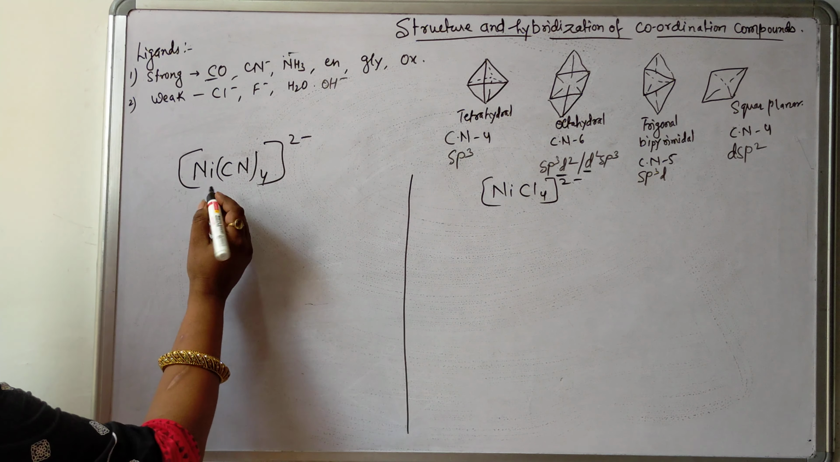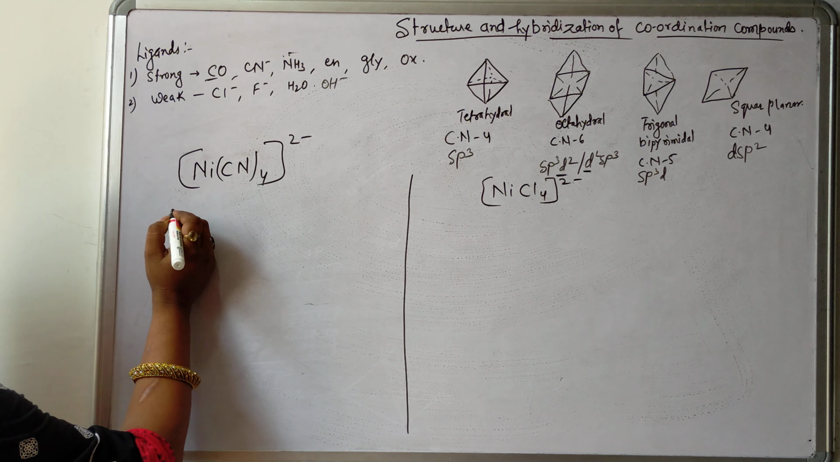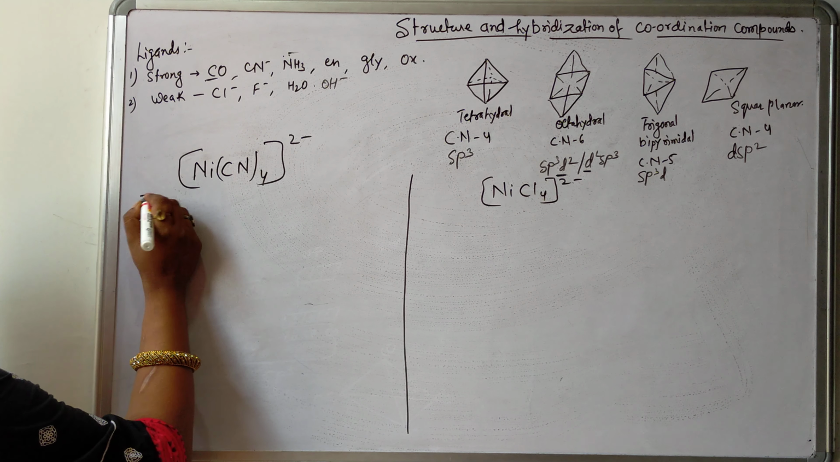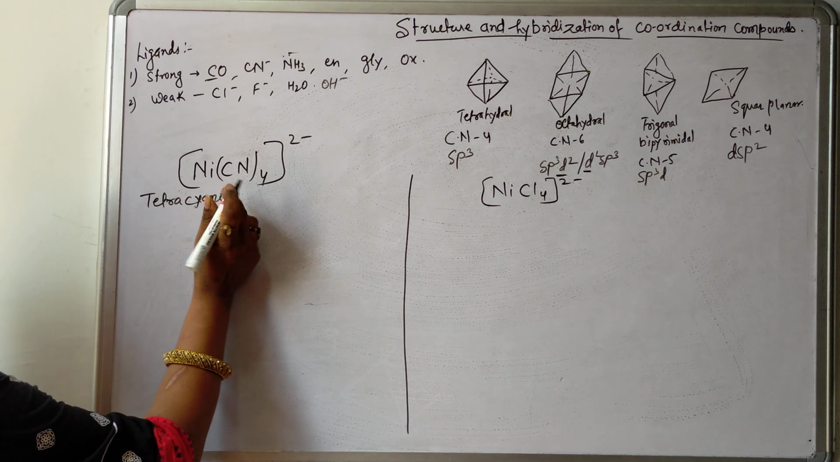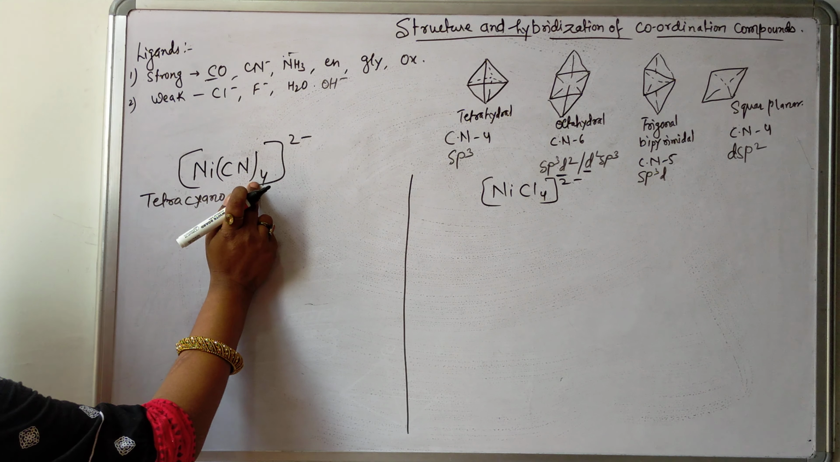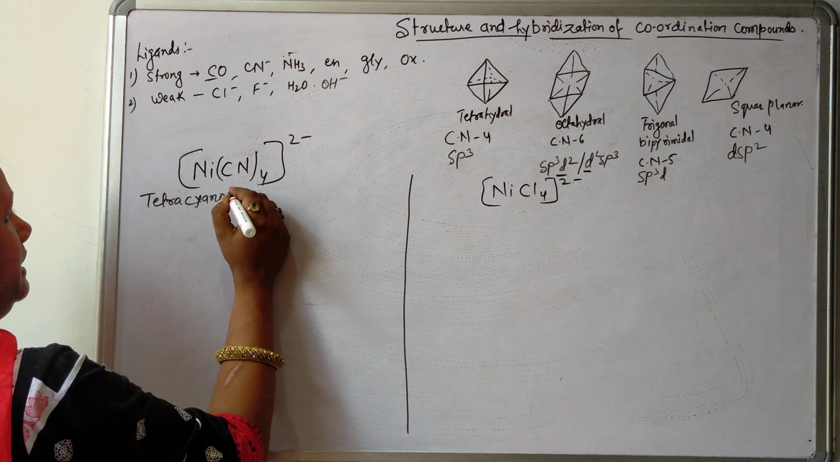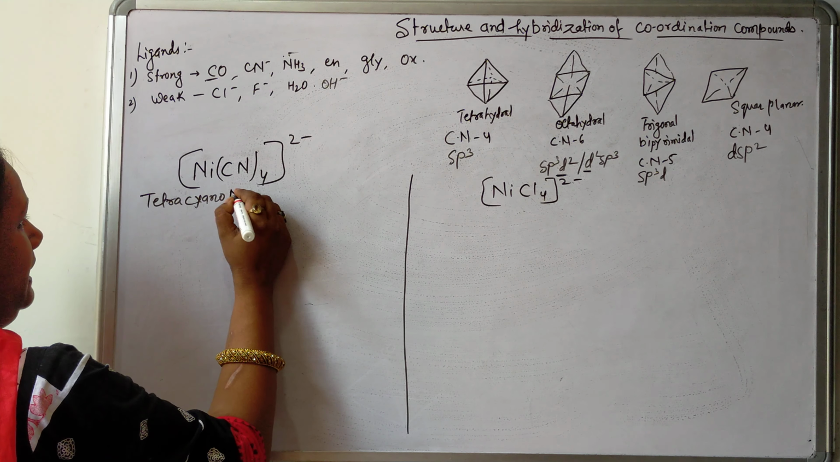Write first what is the name of this compound. The name of this compound is tetracyanonickelate. 4CN is the ligand here. Tetracyanonickelate(II) ion. Because it is an ion, it is nickelate 2 ion. What will be the oxidation state of nickel?